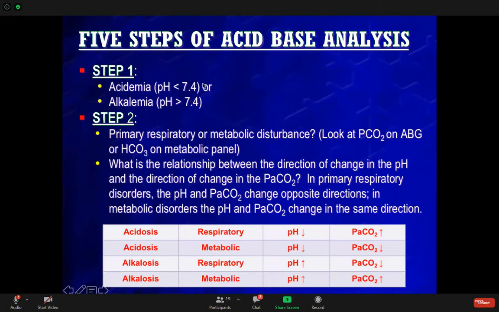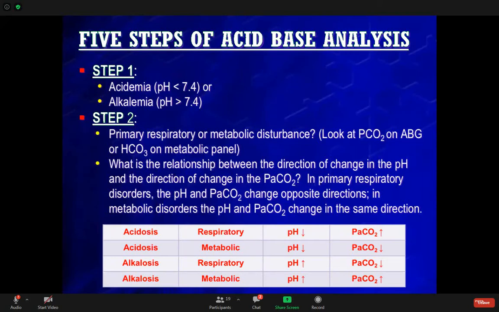There are 5 steps, and we're going to go through them one by one. If you go through them systematically, you're going to solve every acid-base problem you have. Your first question is: is this patient acidemic or alkalemic? Does he have acidemia in his blood? Is his pH less than 7.4, or is he alkalemic and his pH is more than 7.4?